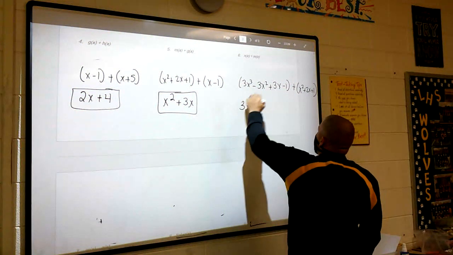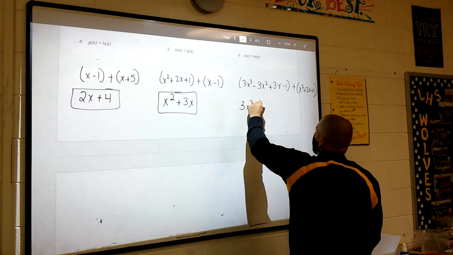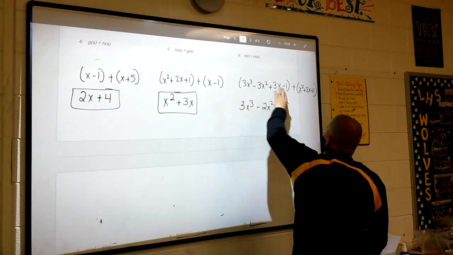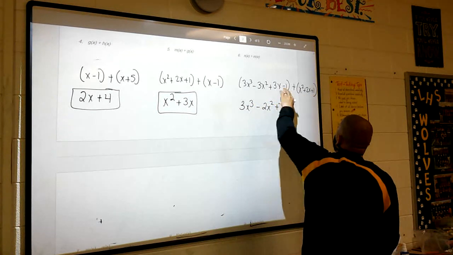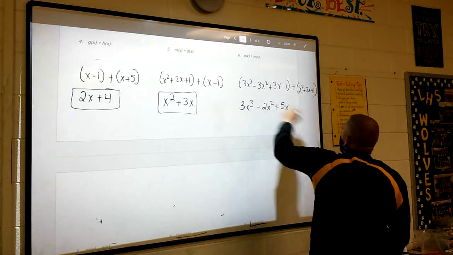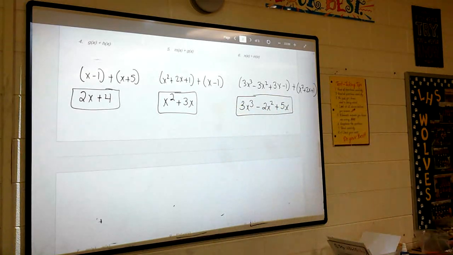Then we have negative 3x squared plus a positive x squared. That's negative 2x squared. We have 3x plus a positive 2x. That's 5x. And we have negative 1 plus a positive 1. That means that will go away. So there's where our answers come for 4, 5, and 6. So we get 2x plus 4. We get x squared plus 3x. And then we get 3x to the third minus 2x squared plus 5x.